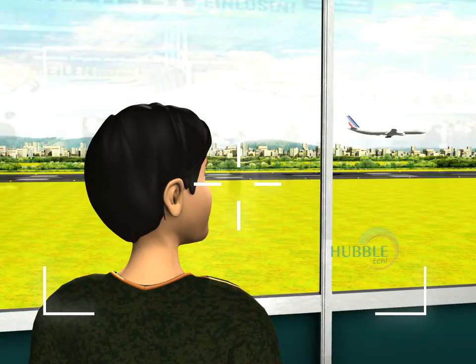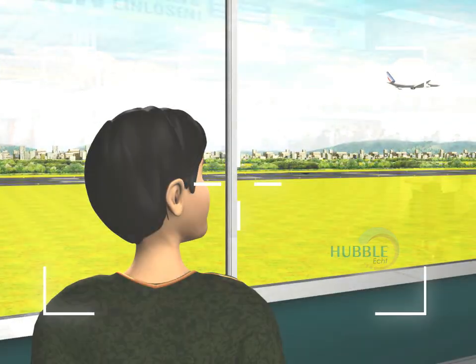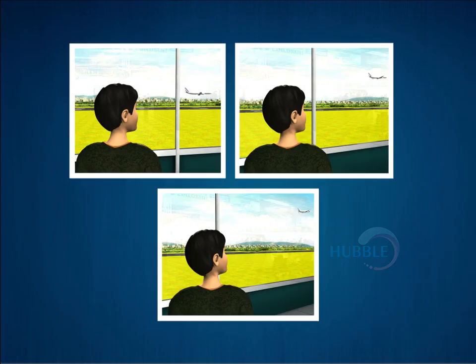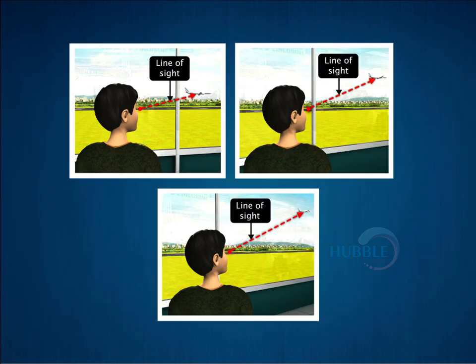Tony is watching an aeroplane take off. Observe that as he looks at the aeroplane, a line segment is formed from his eye to the respective point which is being viewed. This line segment is called the line of sight.